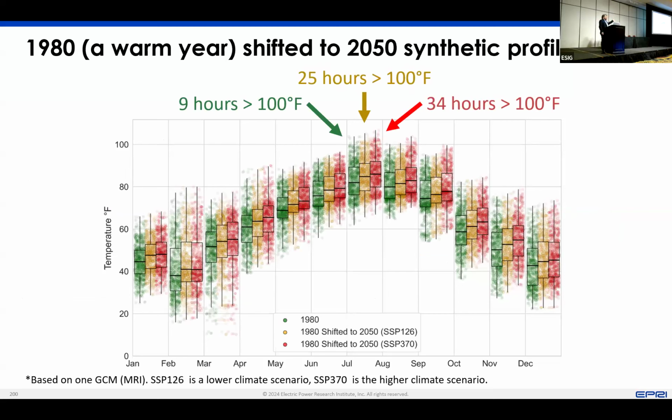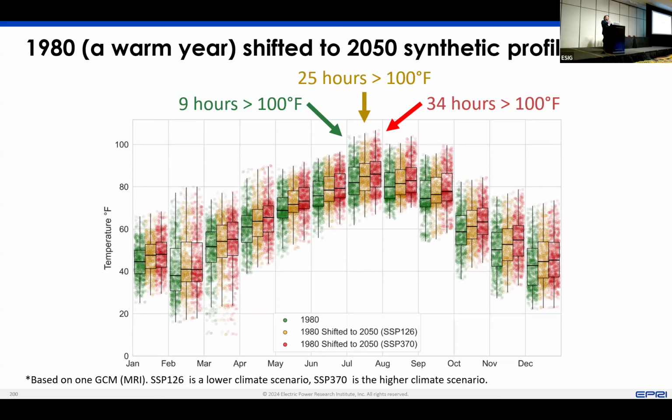Another example, just to give some numbers, is 1980. So you look at the historical data from 1980 for this location. I believe this was Atlanta. And in the green, the first set of it, that's the spread of what the historical data showed. So in July, you actually saw 9 hours above 100 degrees Fahrenheit. In the yellow, the middle one, that's one of the versions from our method for a lower emission scenario. And that's now showing 25 hours would be over 100 degrees Fahrenheit. And then if you go to a higher emission scenario, now you're seeing 34 hours above 100 degrees Fahrenheit.